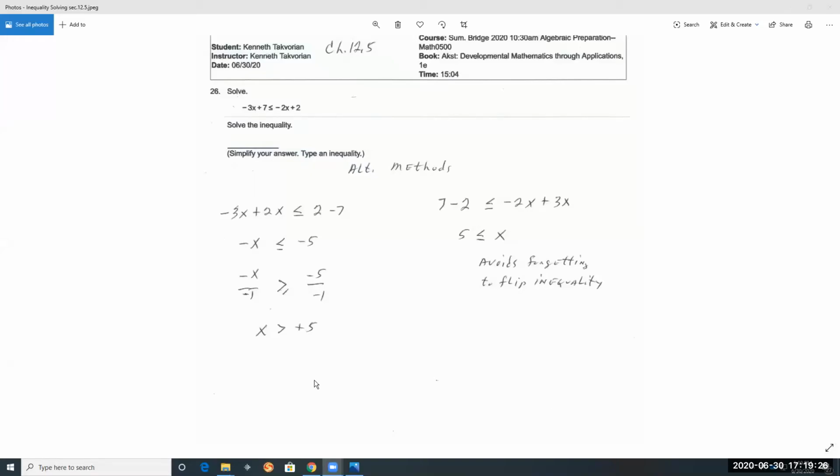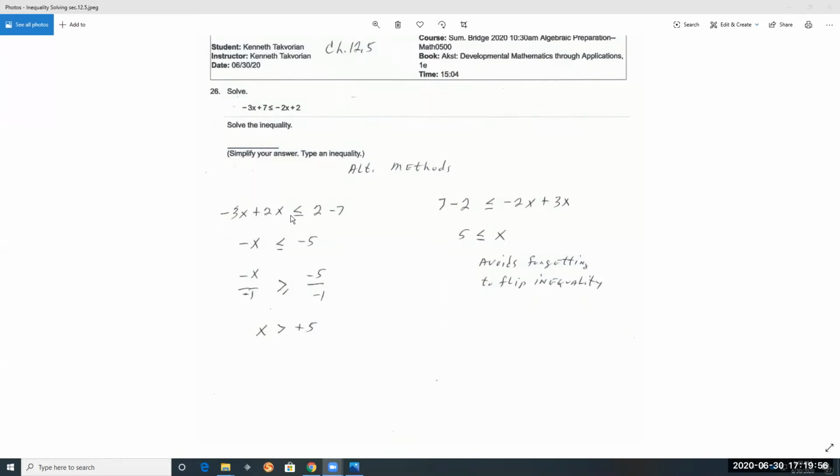Let's look at some examples in Chapter 12, Section 5, where we're solving inequalities. We solve inequalities very much like we solve equations, but we have to remember if we were to divide or multiply an inequality by a negative, we have to flip the inequality symbol. That's the only thing that we have to remember.